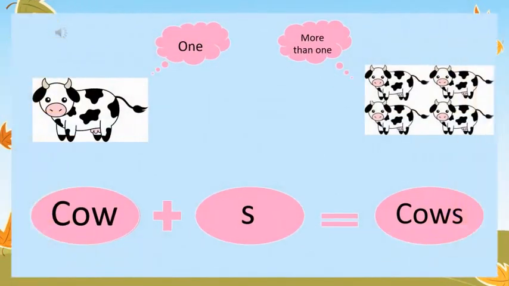So on that screen, can you see one cow? Yes? Okay, one cow. And on the other side, you can see more than one cow or many cows. Okay? So cow, C-O-W, cow. If we have to make a plural of this, we add s to it. So it becomes C-O-W-S, cows. Okay?